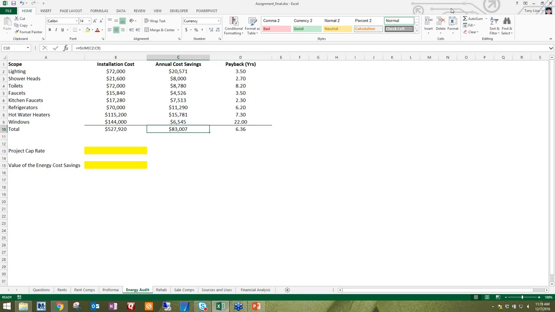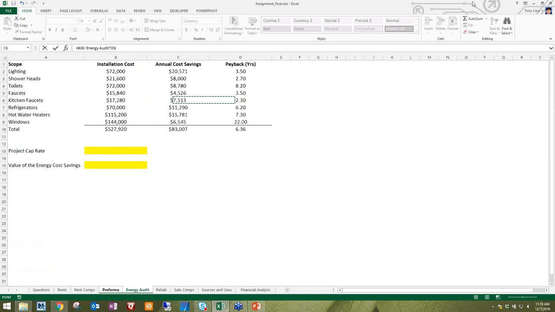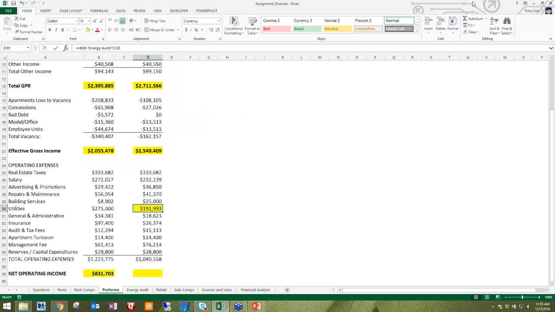So annual cost savings is $83,000. So that's what our new utility expense is going to be, right? So we take the old, which is $275,000. We're going to make it less annual cost savings, which is $83,000. So our new utilities is $191,000. So there's some additional adjustments to the remaining expenditures. So our new total operating expense is $1,040,000. So our new net operating income is gross potential rents less the total operating expenses. So it's $1.5 million. So we've increased our NOI by about $670,000.